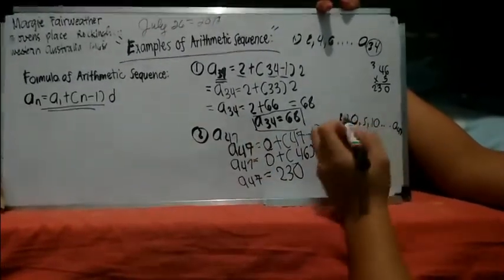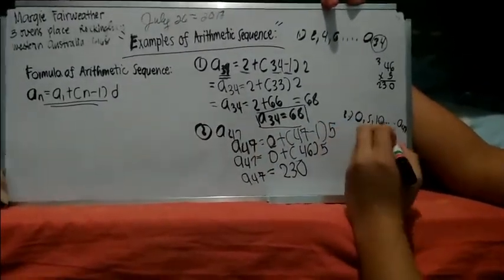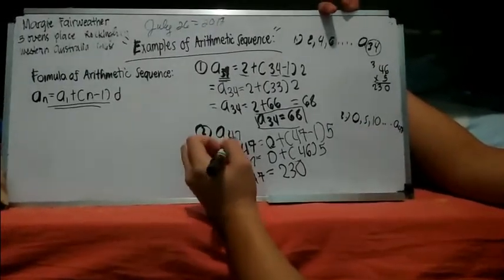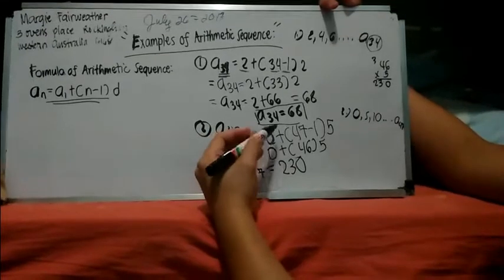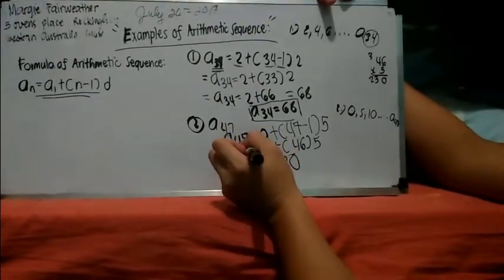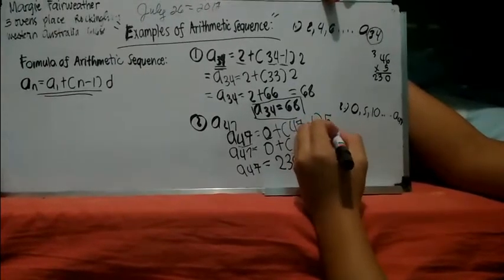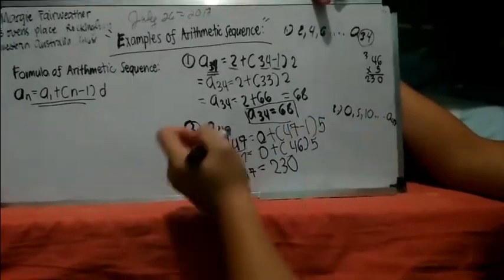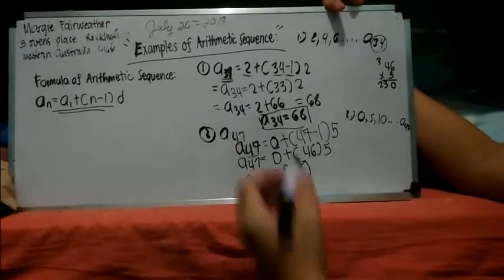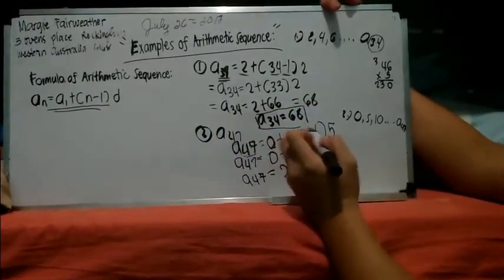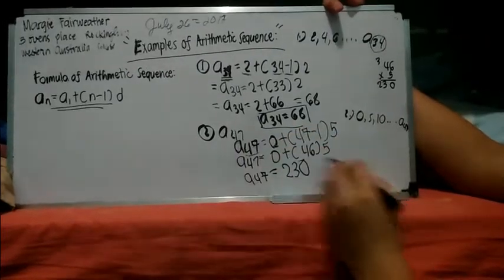Then for the second example: 0, 5, up to a_47. So a_47 is equal to 0 plus 47, the given, minus 1, and for the common difference, 5. a_47 is equal to 0 plus 46, because it is subtracted by 1, then times 5.